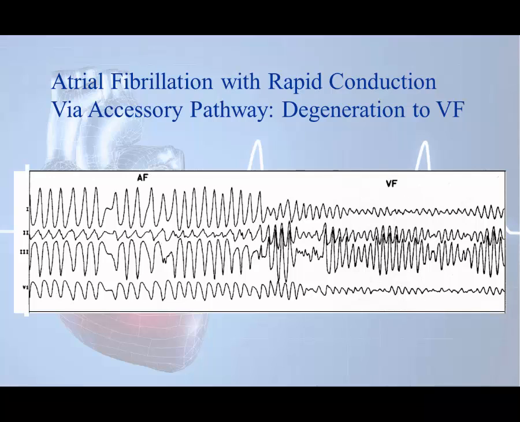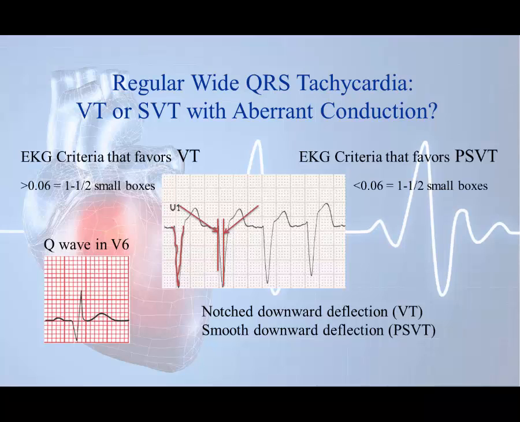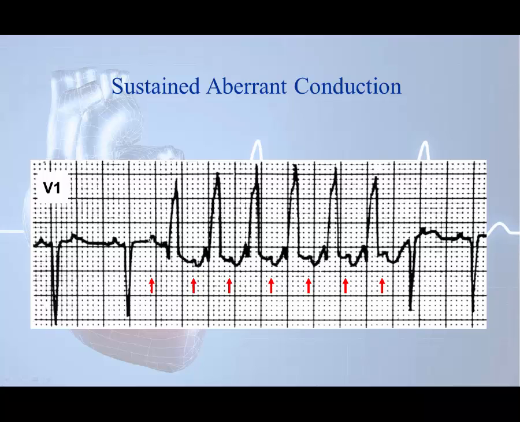Atrial fibrillation with antegrade conduction down the accessory pathway, degenerating to VFib. Example of that. Diagnosing regular wide QRS tachycardia: a notched downward deflection kind of favors VTAC, a smooth downward deflection favors PSVT. There's an example here of sustained aberrant conduction.